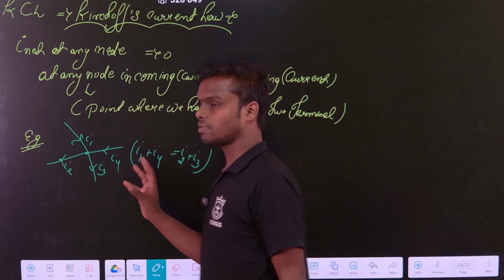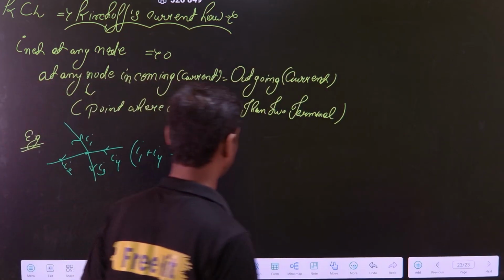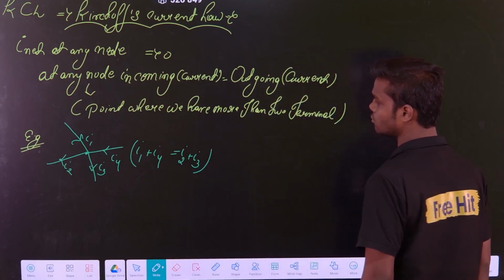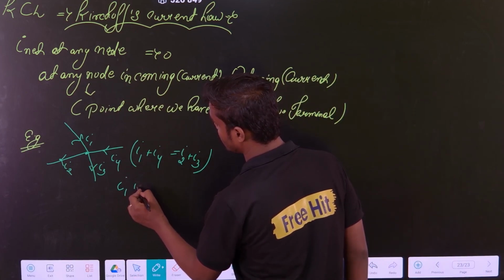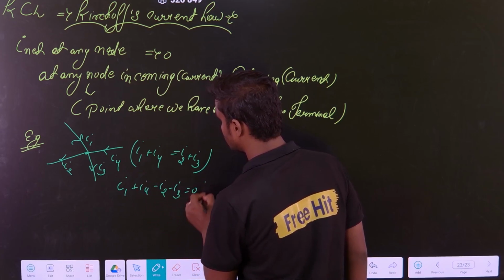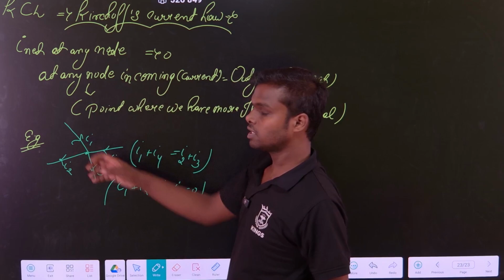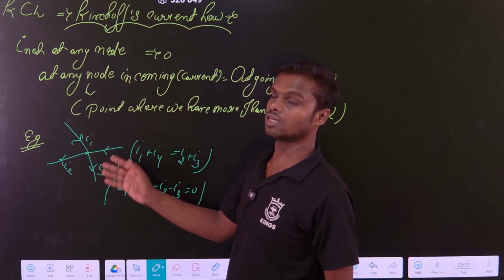The simple thing you have to remember: the sum of the total current at any node is always equal to 0. So you bring it all to one side and you get I1 plus I4 minus I2 minus I3 is equal to 0. If you take incoming current as positive, take outgoing current as negative, and if you take incoming current as negative, take outgoing current as positive.